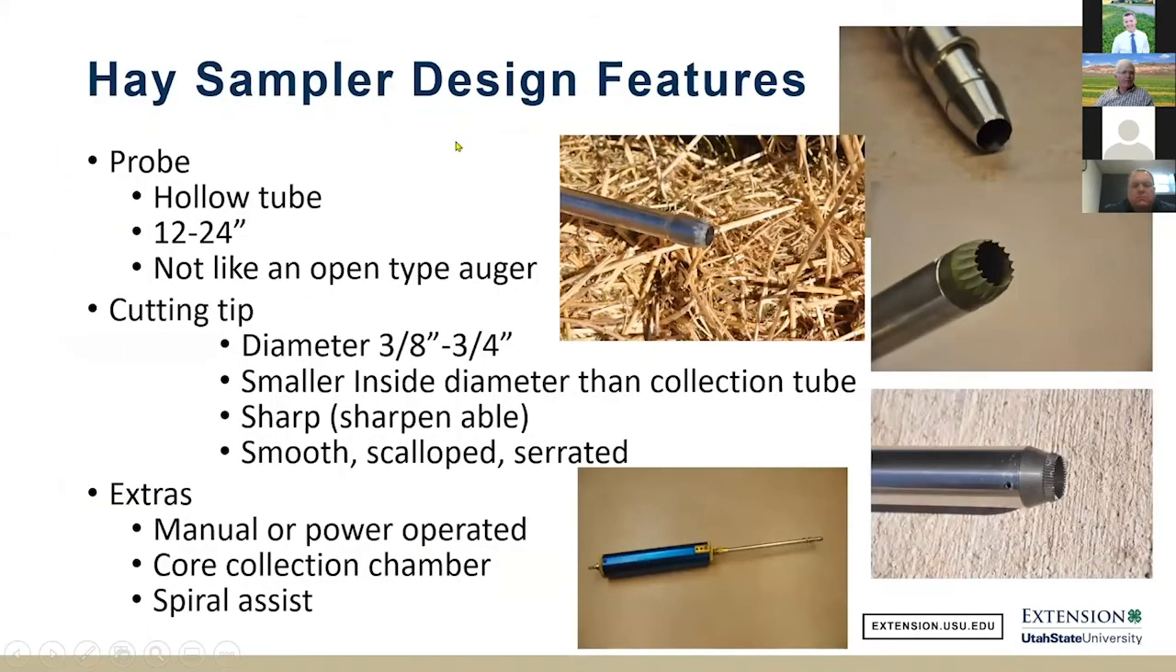The basics: a sampler needs to have a hollow tube. It should be 12 to 24 inches long. It should not be an open type auger. It needs to be a tube. The cutting diameter, the research is all based on a 3/8 inch minimum and a 3/4 inch maximum diameter sample. The 3/4 inch diameter is common with the Penn State sampler shown on the lower right.